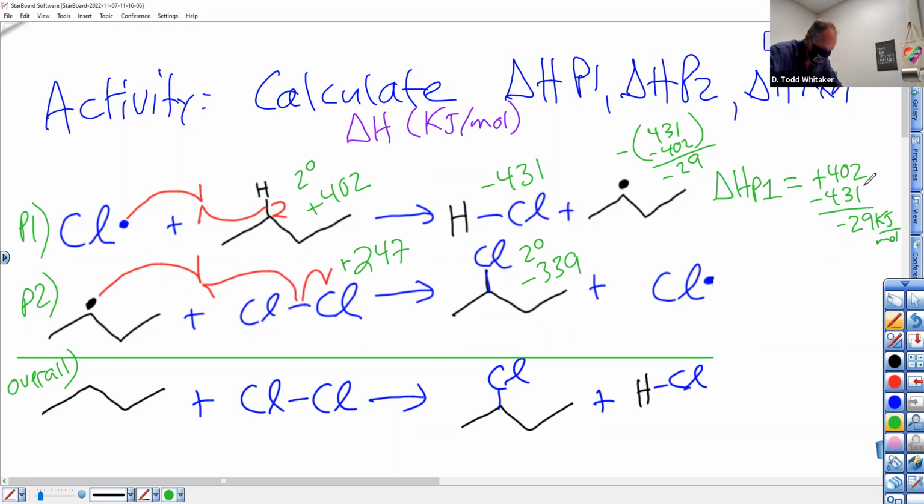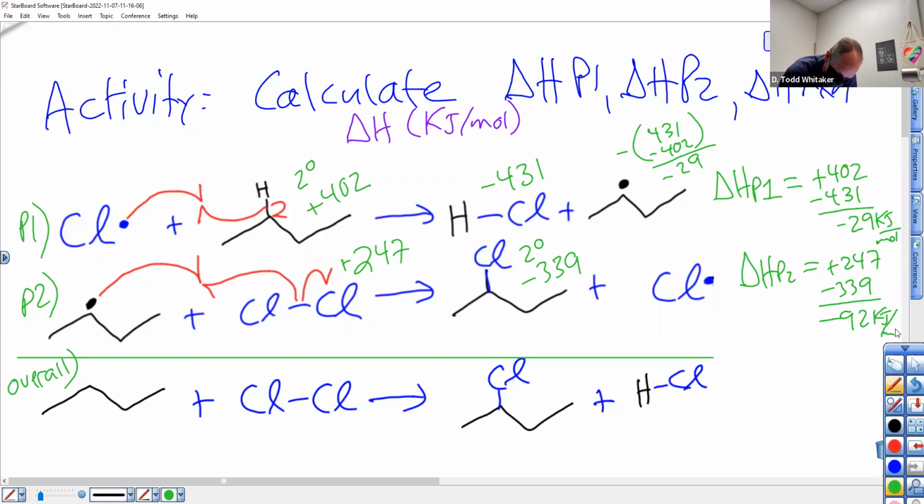And same story for the next one. Delta HP2. Oh, you already worked it out. Thank you. P2 equals plus 247 minus 339. And he says minus 92. Kilojoules per mole, and just verifying, because we need practice. 339 minus 247, but the sign will be wrong. And we got a 2, and we got a 9, and he was correct.